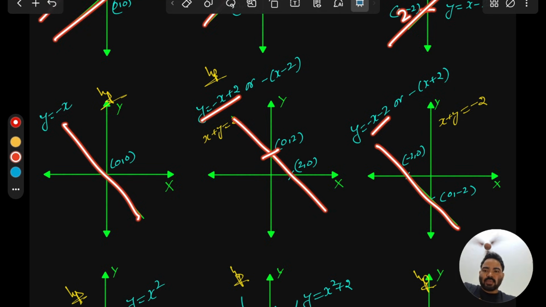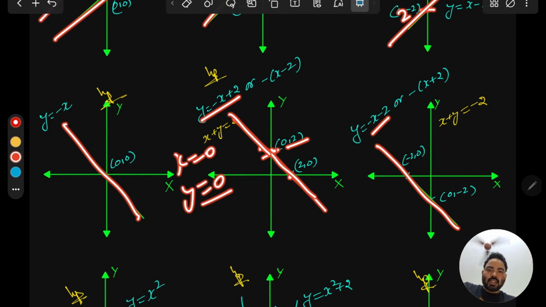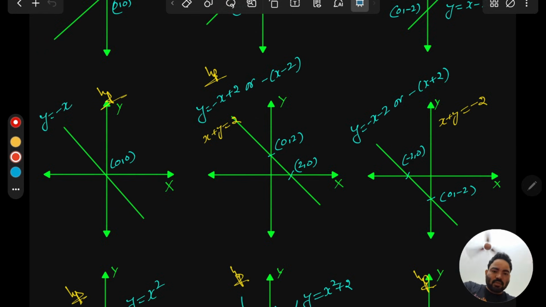Also, if you have any problem, then just take any 2 points. It's better to take one time x equal to 0 and one time y equal to 0. Whatever the point, let's say for x equal to 0 you get y equal to 2, then this is the point. And after that, if for y equal to 0 you get x equal to 2, then this is the point. Just join the 2 points, and you can easily draw any line passing through them. So this is the way you can draw any line.